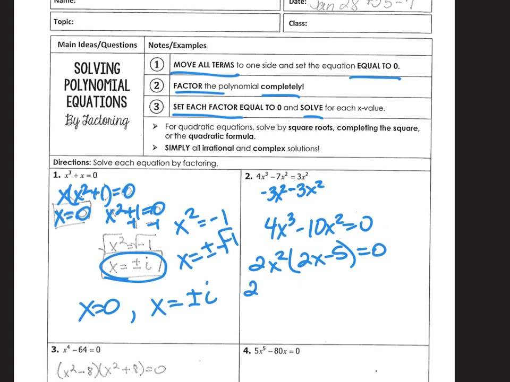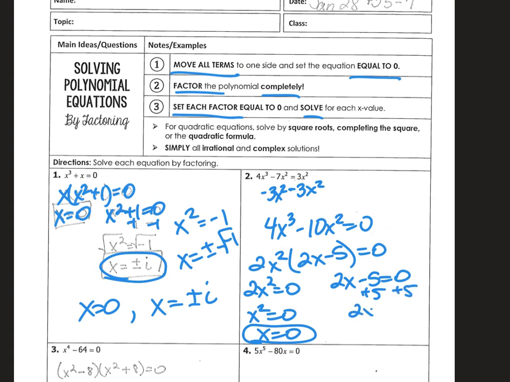Then I set each factor equal to 0, so 2x squared equals 0. I divide by 2 and I get x squared equals 0, which means x has to be 0 to make that true, because the square root of 0 is 0. That doesn't get a plus or minus because it's 0. And then over here I have 2x minus 5 equals 0. So I add 5. I get 2x equals 5. Divide by 2. And I get x equals 5 over 2. Okay, so those are the first two problems. Now, the second problem ended up with only 2 solutions because this 0 was actually repeated.